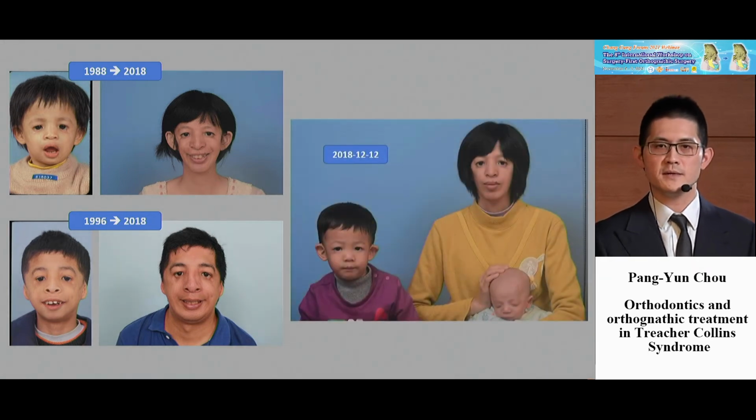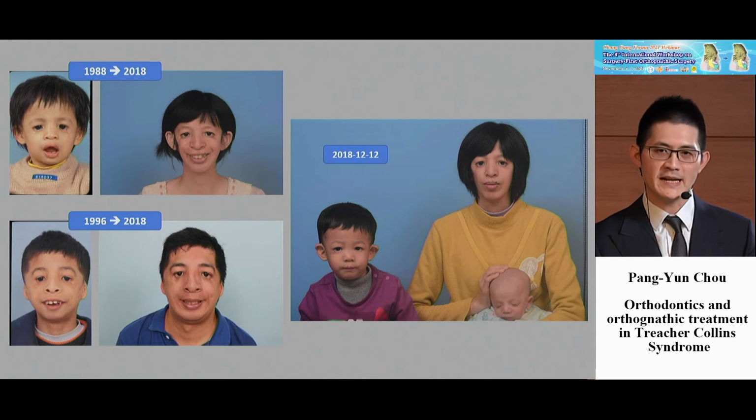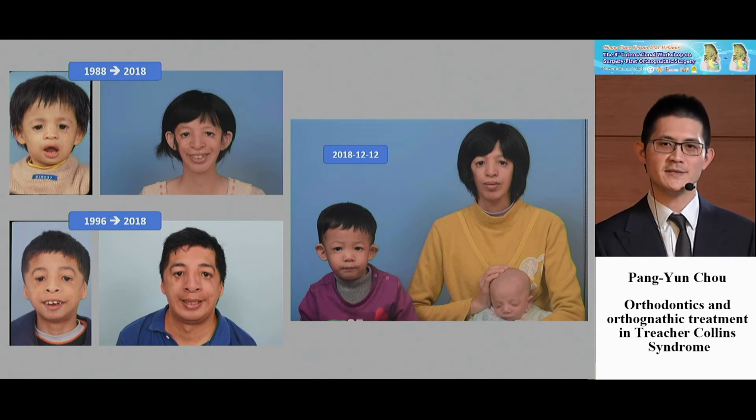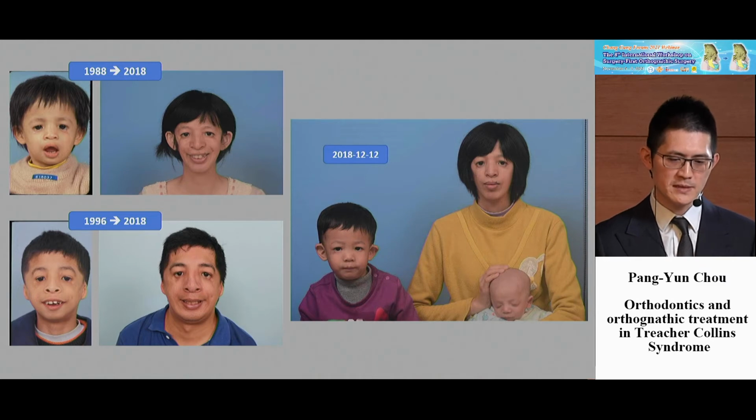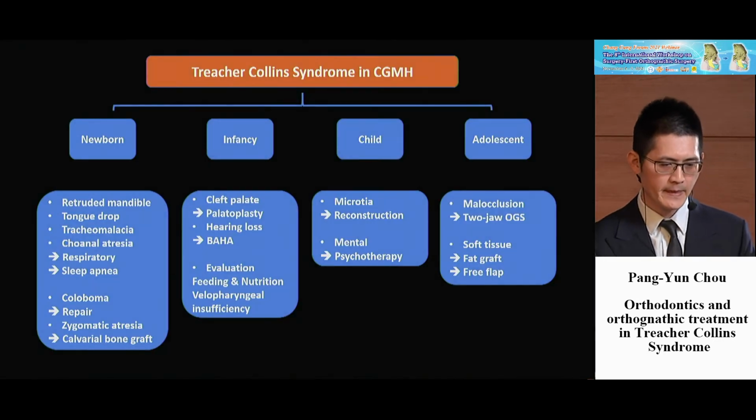However, this sister very fortunately and luckily has completed her life and her family with two children, as shown in my photo, but they are both Treacher Collins babies.